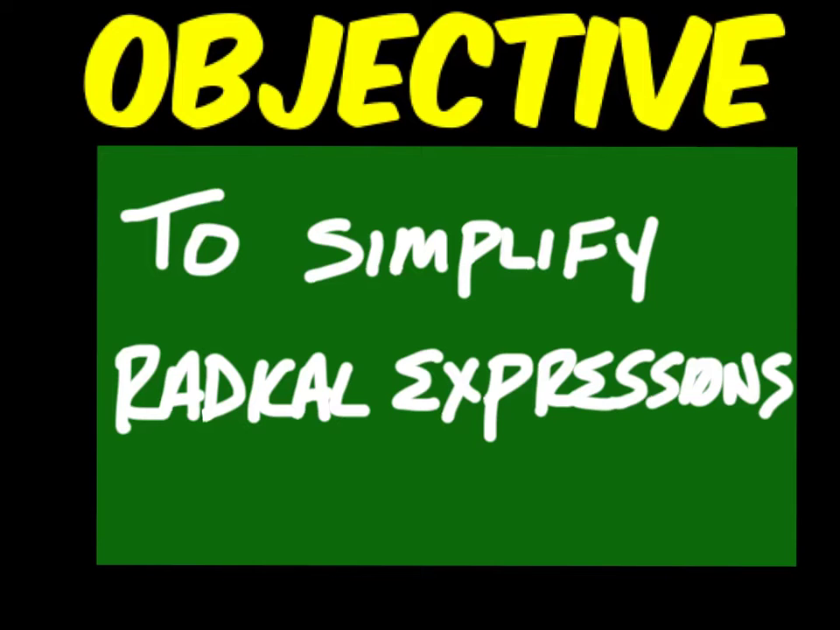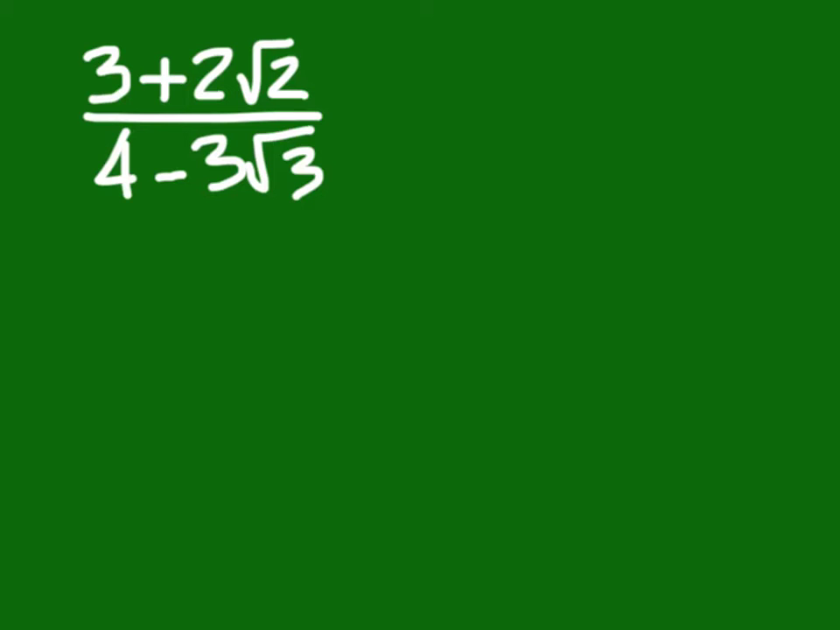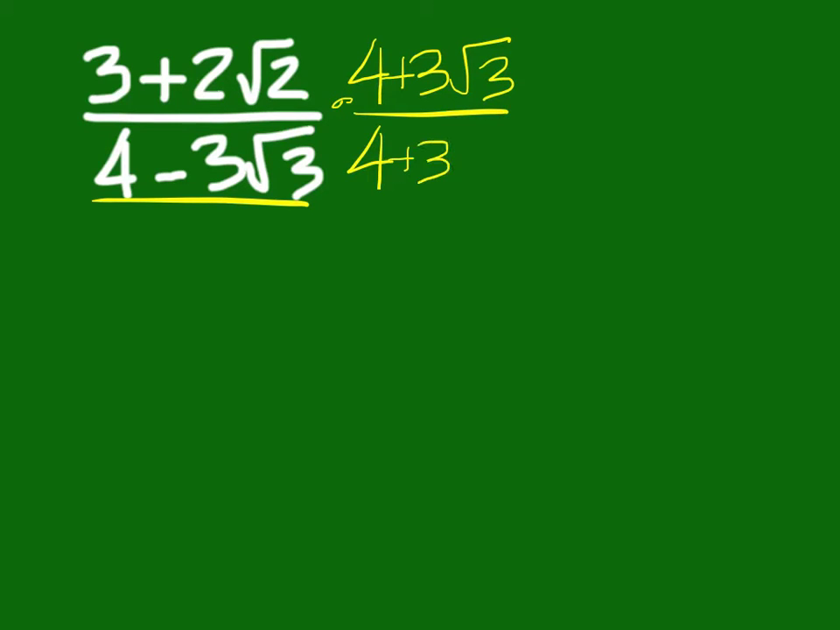The objective today is to simplify radical expressions. Example 1. In this problem, your first movement is to look at the square root of 2 and square root of 3. If they're simplified, you don't have to do anything more to them. But now to solve the problem, or actually to simplify it, you have to multiply the top and the bottom by this expression here on the bottom, except use a different sign. So it's 4 plus 3 square root of 3, top and bottom.